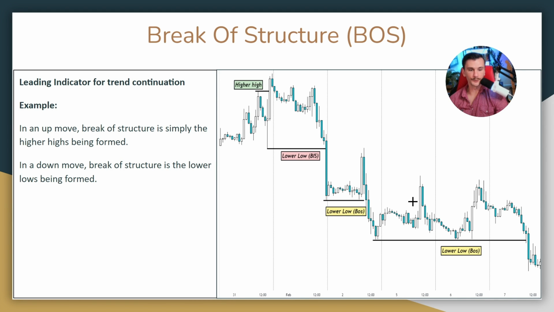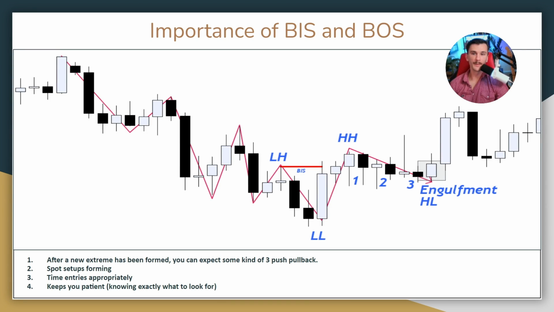So lower low, 3 pushes back up, and then the trend can finally continue. A bit of a follow-on example. Again, making lower lows and lower highs. They're continuing to break structure down. Lower low, 3 push pullback, trend continuation, lower low, 3 push pullback, trend continuation.